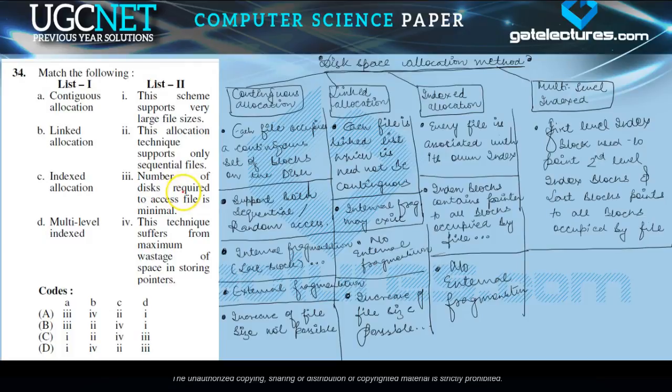Next question is match the following. Okay, so continuous allocation, linked allocation, indexed allocation, multi-level indexed allocation. These are some disk space allocation methods. Okay, so continuous allocation. In continuous allocation, like we have one.